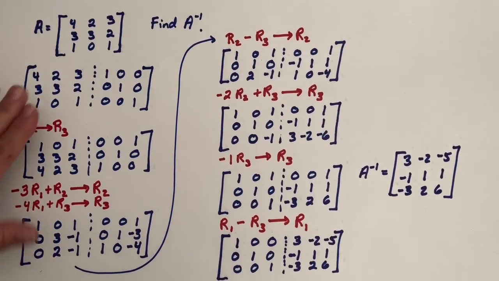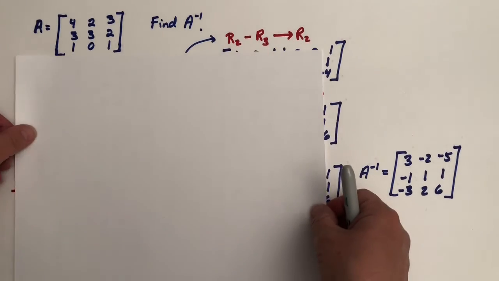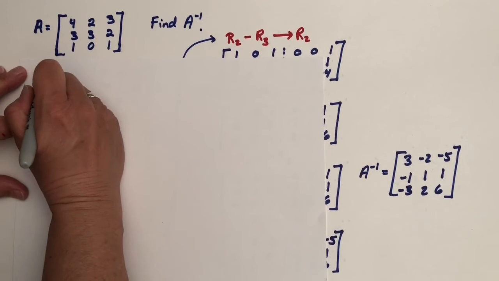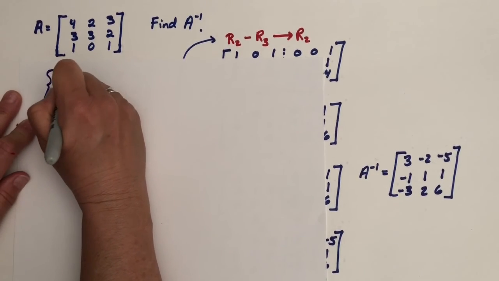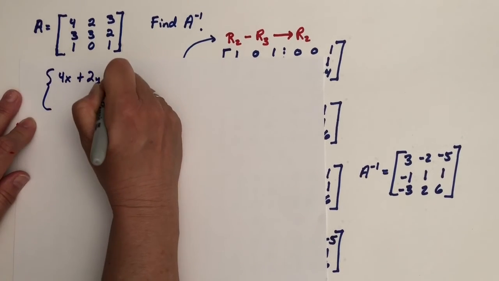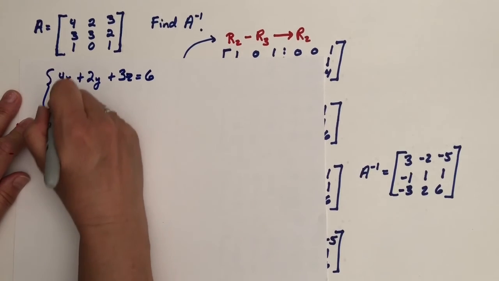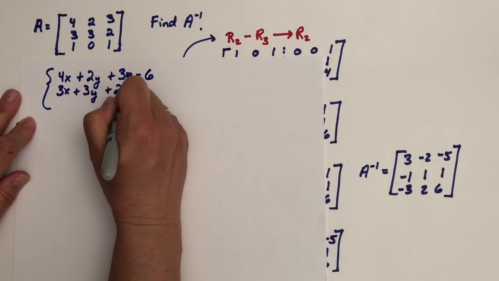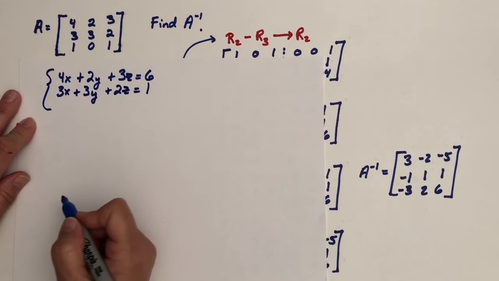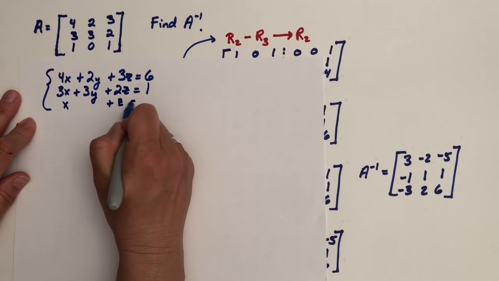Now let's use this information just to solve a system. I'll feel better if we've used it for something. So here's our system that we'll solve. It is 4x plus 2y plus 3z equals 6. 3x plus 3y plus 2z equals 1. X plus z equals 8.